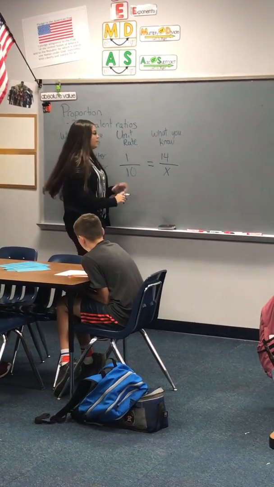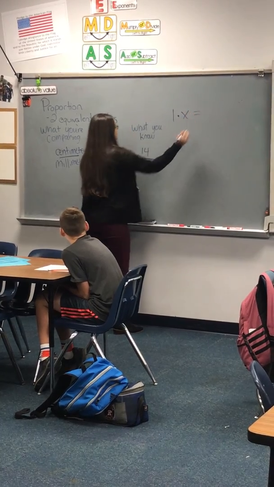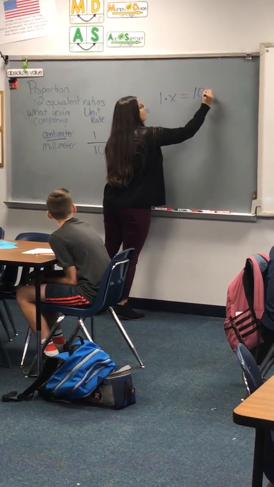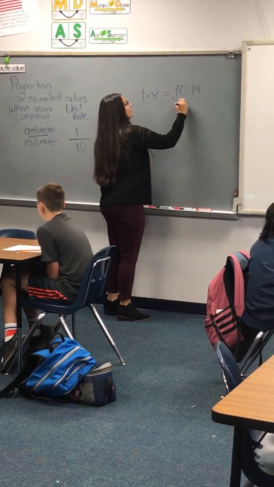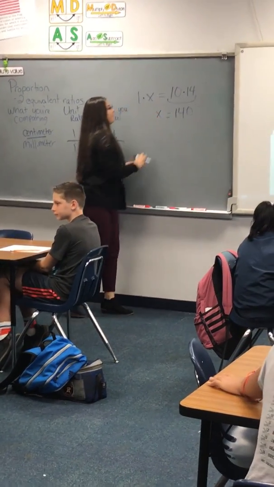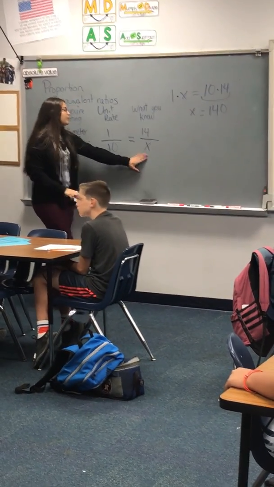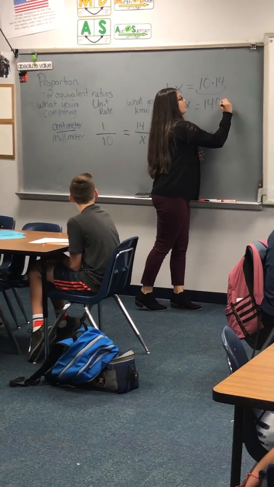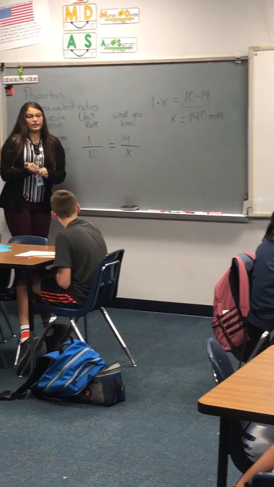Now we're going to cross multiply. 1 times X equals 10 times 14. And what is 10 times 14? 140. 140 equals X. We were solving for X, which is what we're looking for. So our answer is 140 millimeters. Any questions on that one?